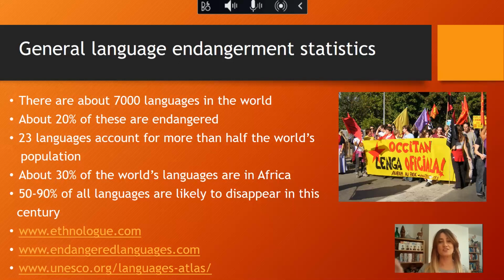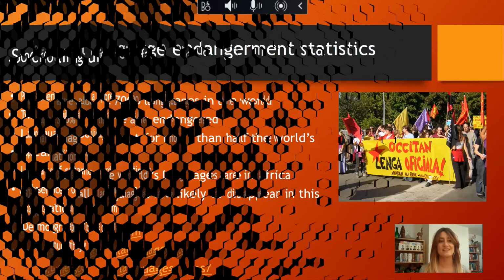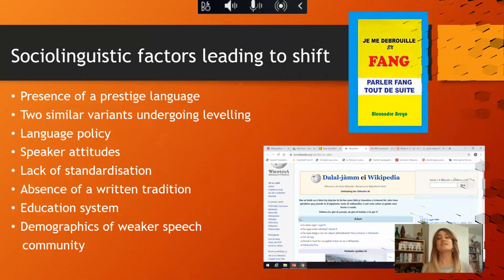Endangeredlanguages.com, that's got a really good interactive atlas. You can mouse over a language and it will tell you all its statistics. And UNESCO, of course, have got a lot of information on languages as well. Right. So, factors leading to language shift.